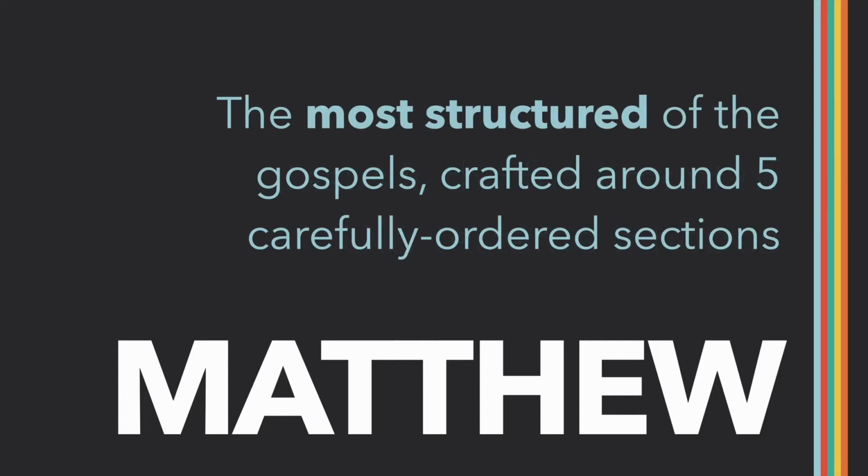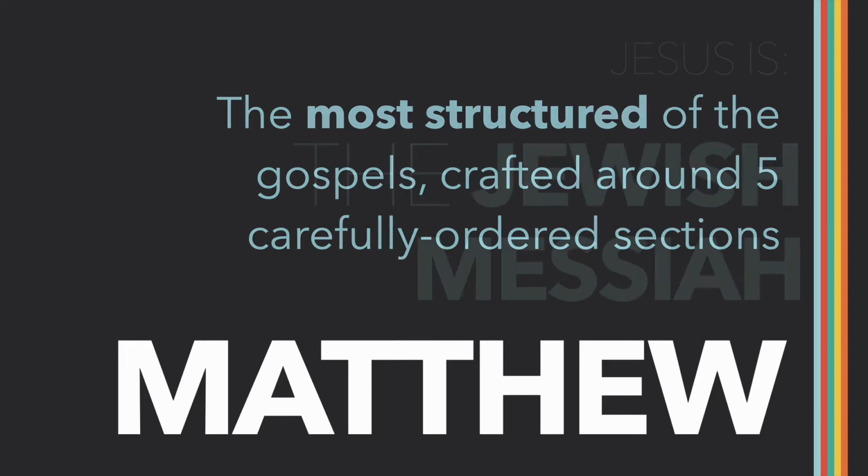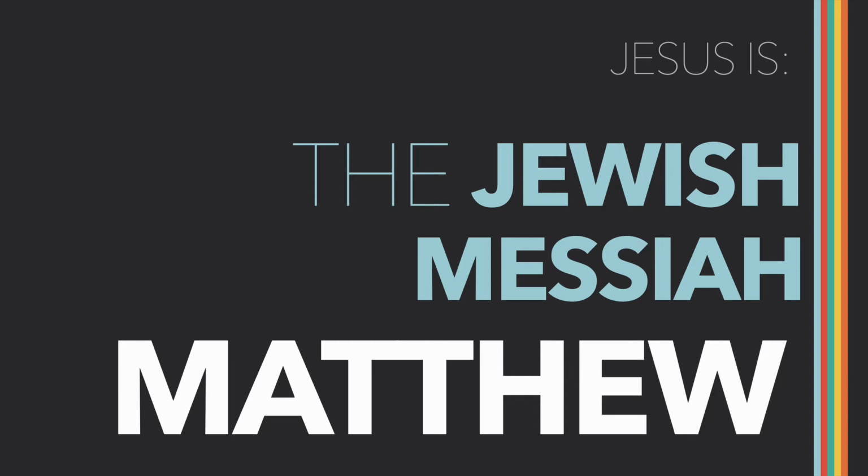Along with that, Matthew is the most structured of the Gospels. So Matthew is crafted around 5 carefully ordered sections. What we'll learn is that Matthew loves structure. We learn that in his genealogy, and we learn that in the Gospel. So Matthew is nice because it is very carefully crafted into 5 specific sections, and we'll go through that when we unpack Matthew later in the course. But it's important to know that right now, the most important thing to keep in mind when we talk about Matthew as a portrait of Christ is that to Matthew, Jesus is the Jewish Messiah. That's the most important thing.